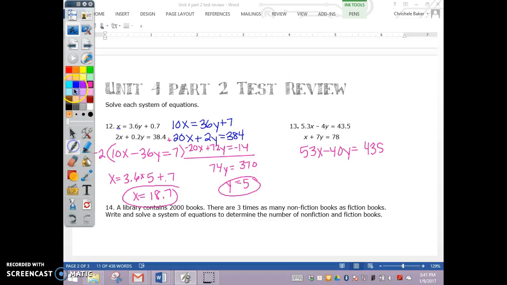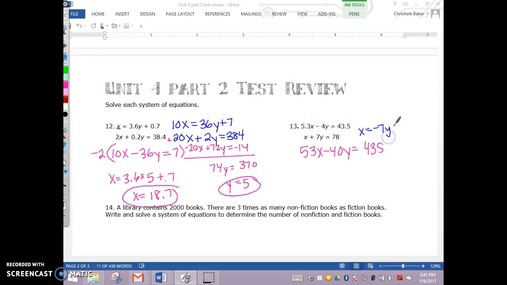I think I'm gonna substitute. I'm gonna get this x by itself. So x equals negative 7y plus 78. And then I'll substitute: 53 times negative 7y plus 78, minus 40y equals 435. There's really no way to do this nicely because these numbers are huge.